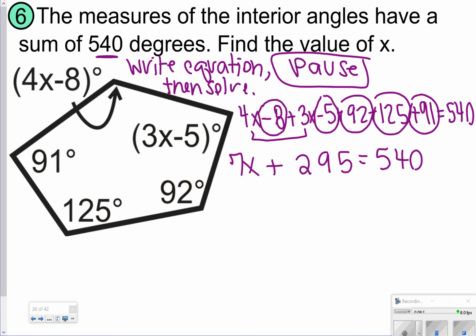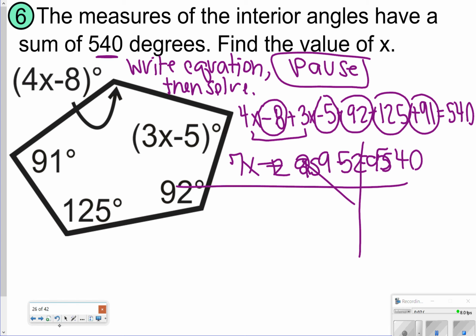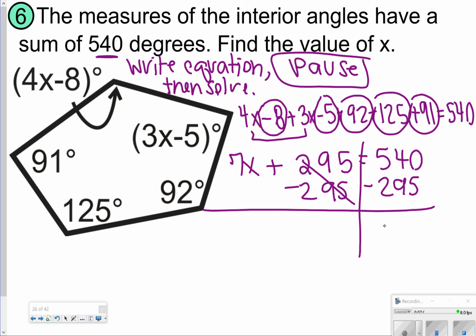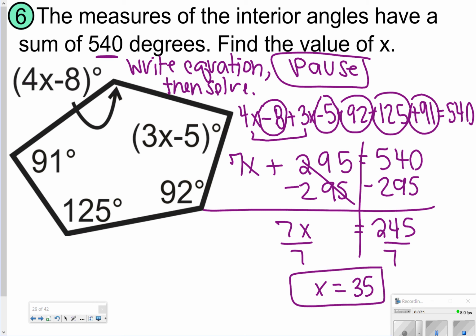Then we're going to subtract from 540. That's going to give us 245 is equal to 7x, and then divide both sides by 7, and that'll be x is equal to 35. Okay? So once again, make sure you write the equation first and then solve it so you can see all your like terms that need to be combined.